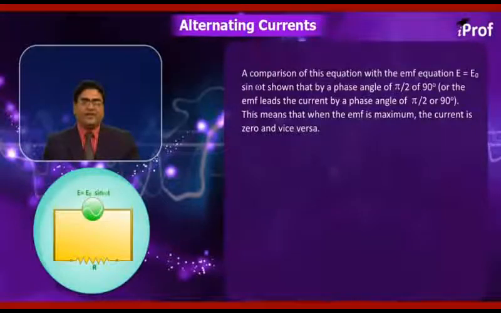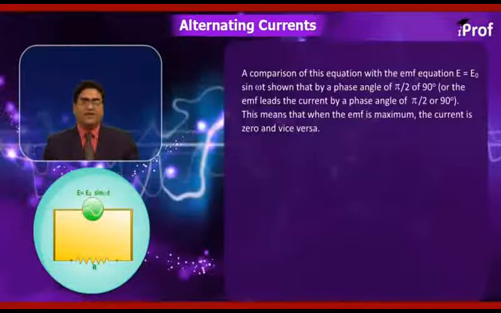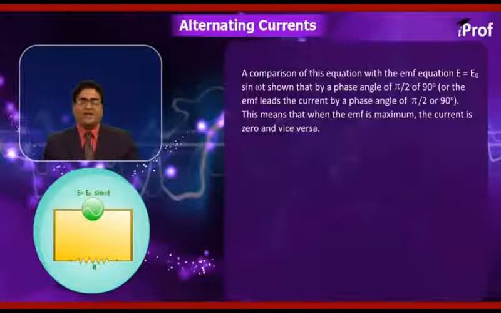This means that when the EMF is maximum, the current is 0 and vice versa. Figure A shows the phase relationship graphically. Figure B is the corresponding phasor diagram.